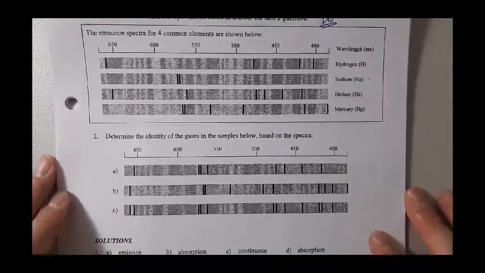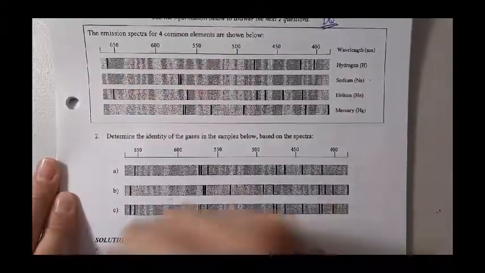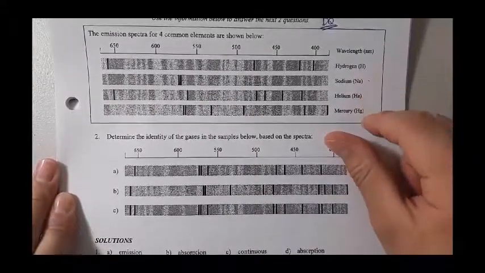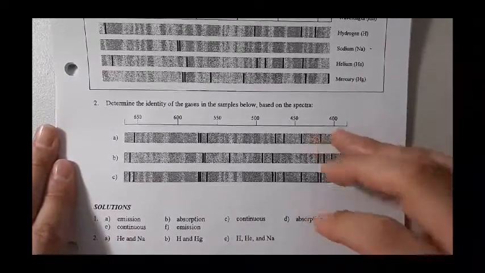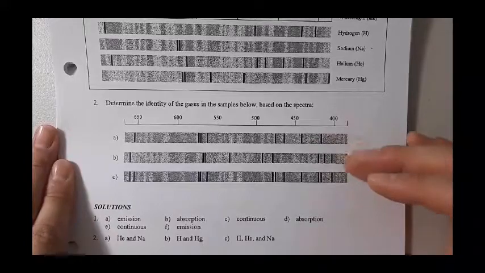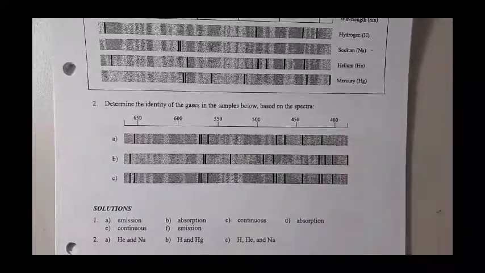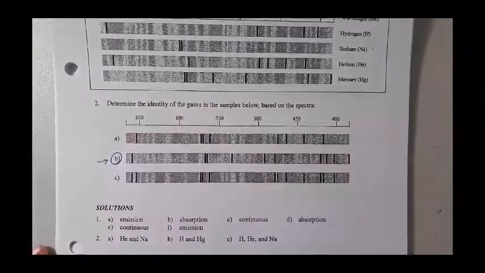So the information is given. Emission spectra have 4 common elements, and they have the hydrogen band given, sodium band, helium band, and mercury band. And basically we are trying to identify, imagine these are different unknown samples, or from a different planet that you just discovered from NASA, something like that. Let's do B in here as an example. You will do the other parts.